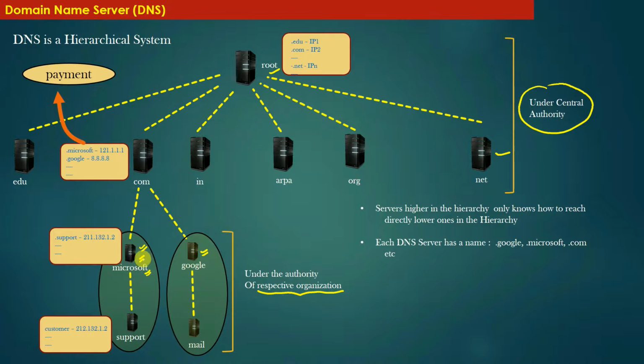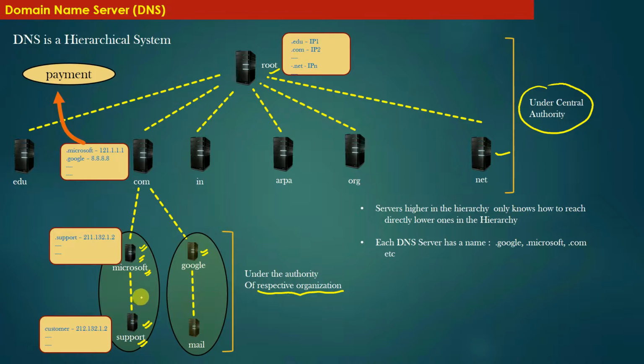Now it is very much possible that Microsoft can maintain another DNS server which is actually a direct child of its parent DNS server. So in this example, you can see that Microsoft has installed another DNS server called support. And because this DNS server is actually a child of another Microsoft DNS server, therefore the support DNS server is called a subdomain DNS server.